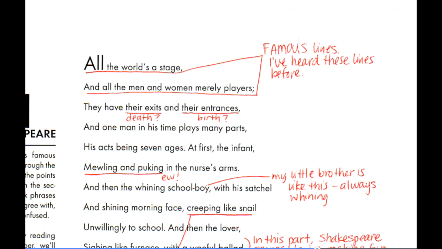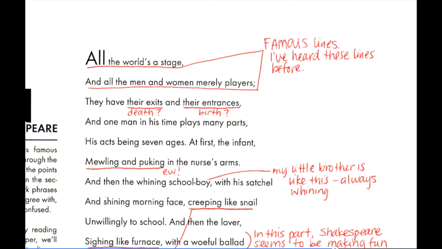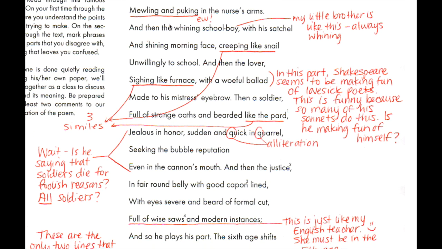The whining schoolboy, like every little kid I know, I don't want to go to school. Creeping like snail, sighing like furnace, bearded like the pard, like the leopard, my footnotes say. So I just noticed that there are three stacked similes here. I don't know that it's significant, but if I were later going to do a literary analysis paper on this poem, maybe I could turn that into something.